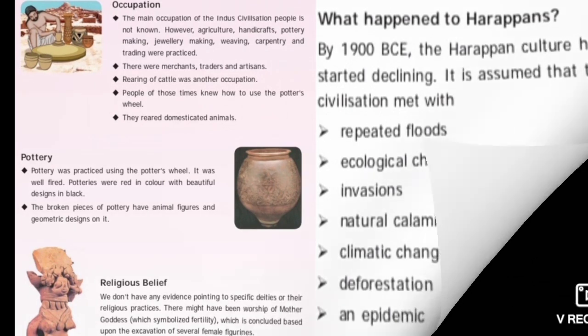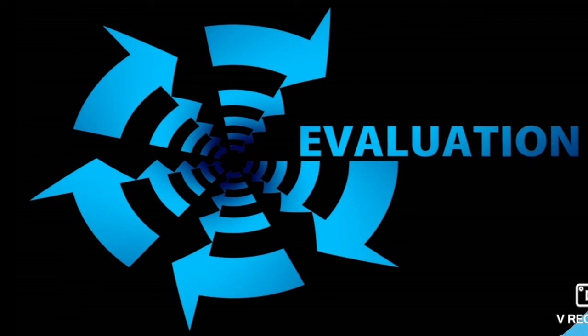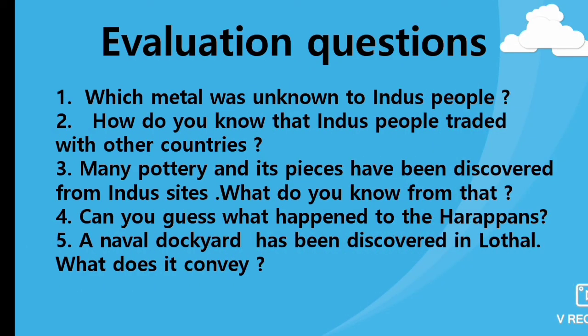Now, time for evaluation. Here are some evaluation questions. Which metal was unknown to the Indus people? How do you know that the Indus people traded with other countries? Many pottery pieces have been discovered from Indus sites. What do you know from that? Can you guess what happened to the Harappans? A naval dockyard has been discovered in Lothal. What does it convey? Students, try to answer these questions in your social science notebook.